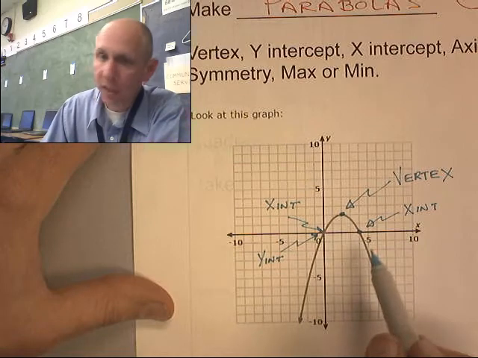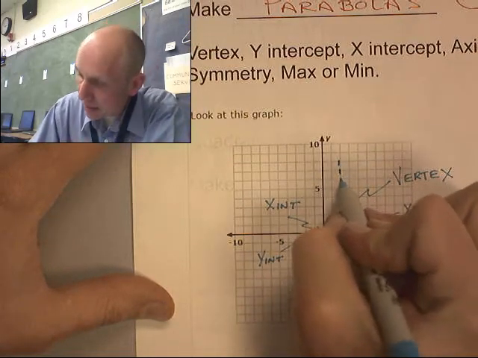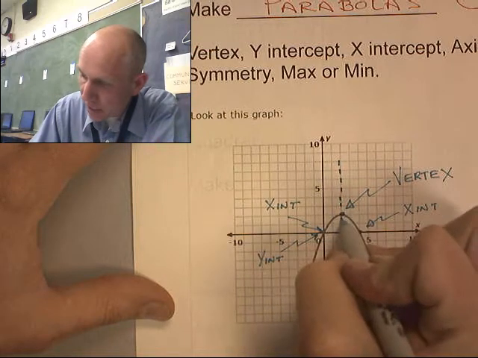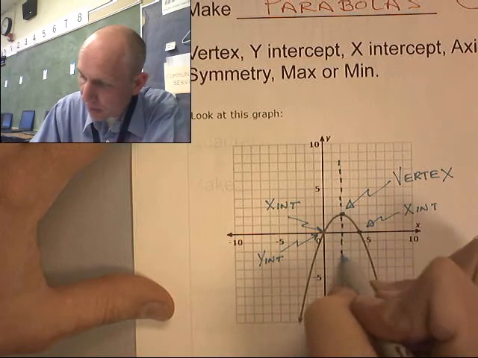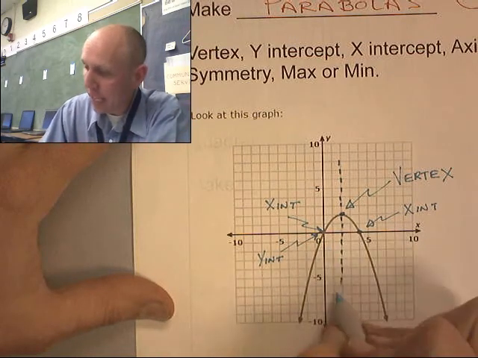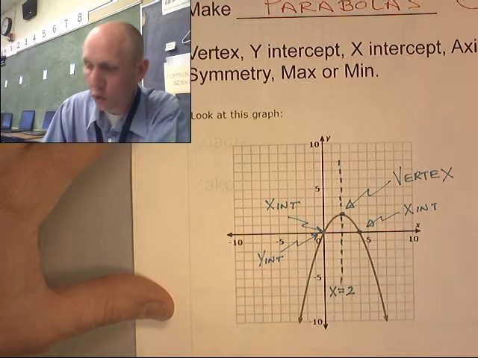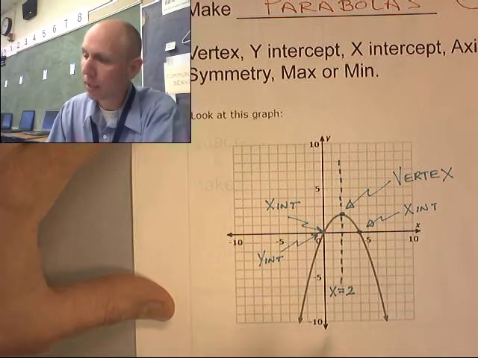So we've done a vertex, we've done some intercepts. The axis of symmetry is the line that goes right down through the middle of it. There's the axis of symmetry. And for this, that is at x equals 2.